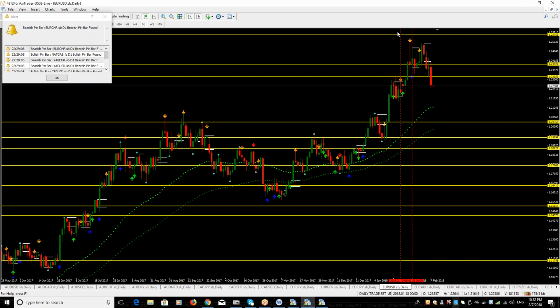But remember, we don't trade the news. We trade what we can see on the chart. And sometimes all these events are already priced in. So what we do, we look at the chart, we look for these zones. Once we get the signal, then we take the trade.